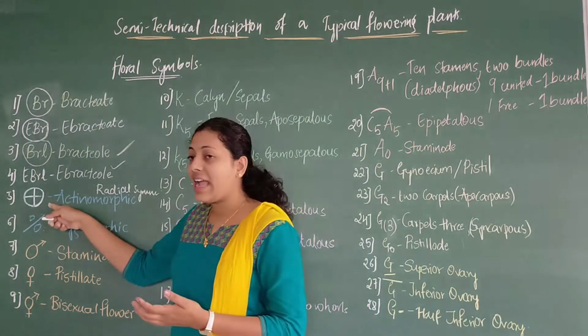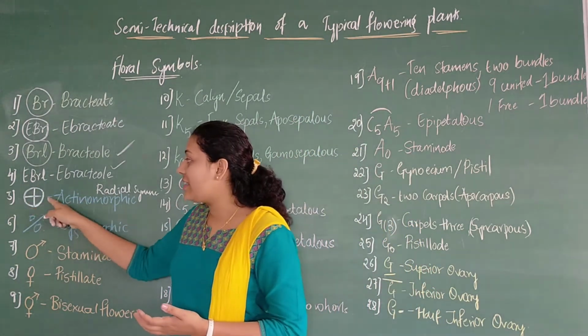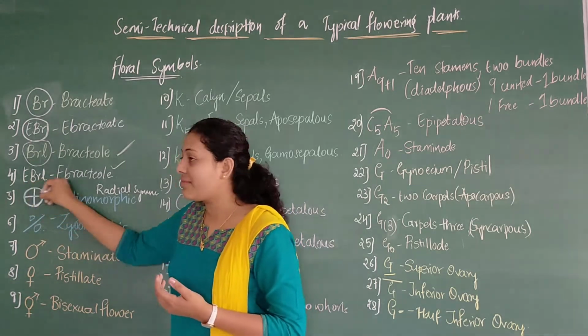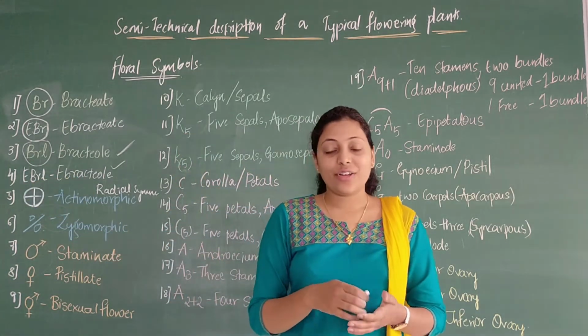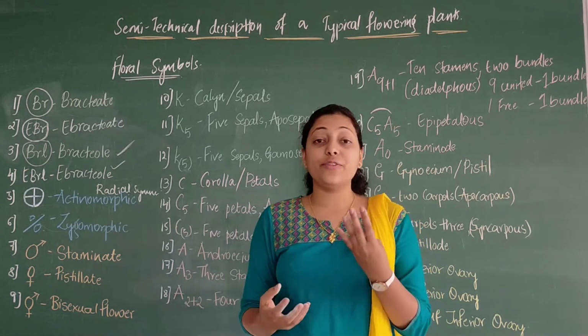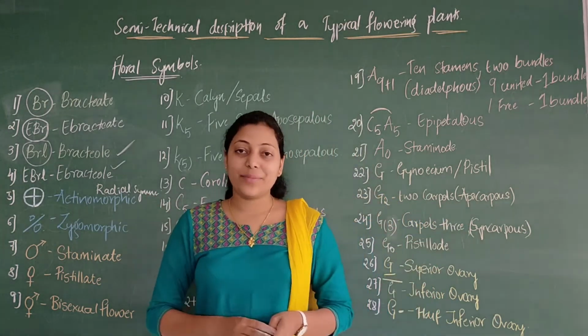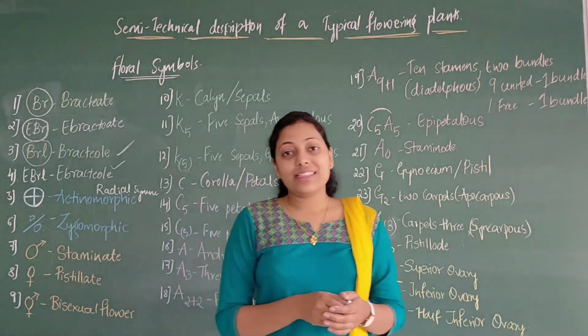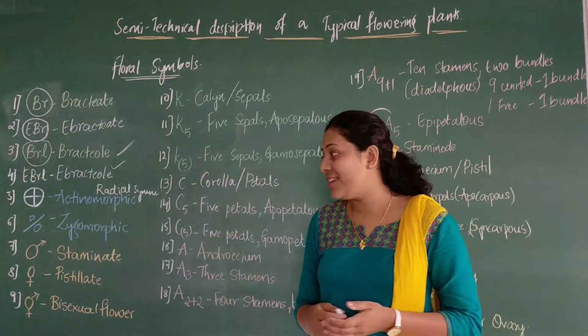Is it clear? Here, for actinomorphic, you are taking the circle. The circle is a part of the flower and then you are cutting it along the radius. You are dividing along the radius, so you find four different radii which are symmetrical. That is for actinomorphic and this is for zygomorphic. I hope it is clear to you all.